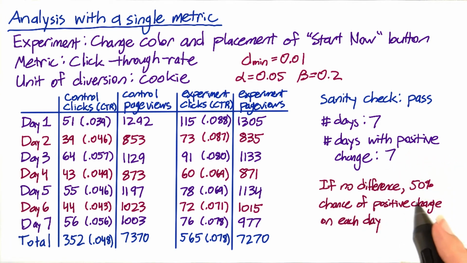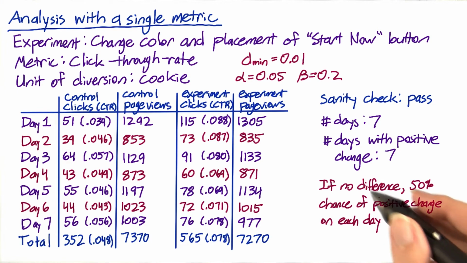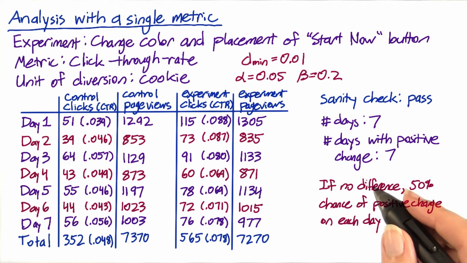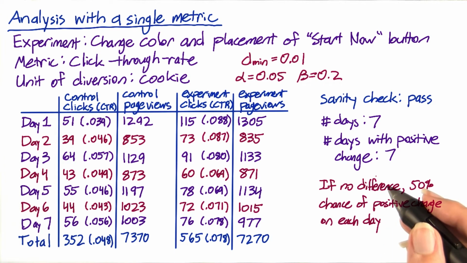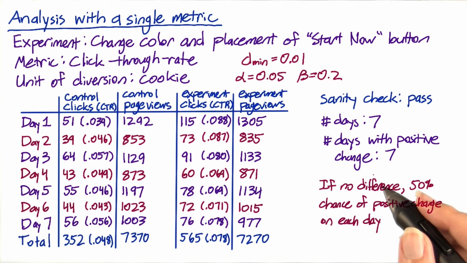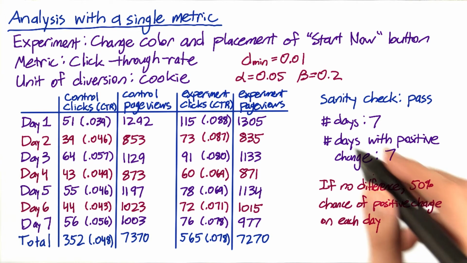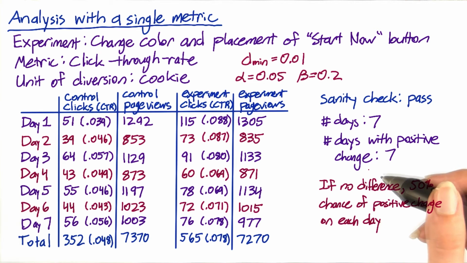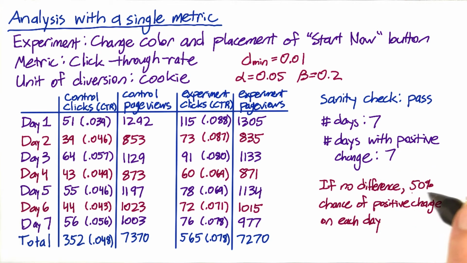If there was no difference, then there would be a 50% chance of a positive change on each day. So the question is, if you flip a fair coin 7 times, what is the chance it comes up heads 7 times? This is the same calculation I did earlier to do a population count sanity check. Earlier, I used a binomial distribution where each event was a cookie, and the 2 outcomes were being assigned to the control group or the experiment group. Here, the event is a day, and the 2 outcomes are a positive change or a negative change, and the probability of each outcome is 50%.